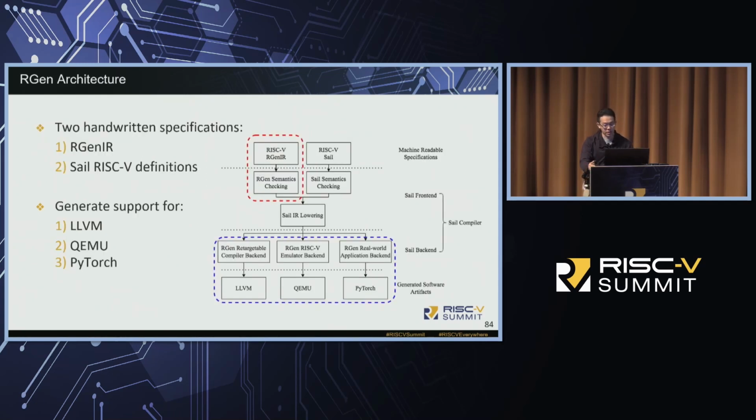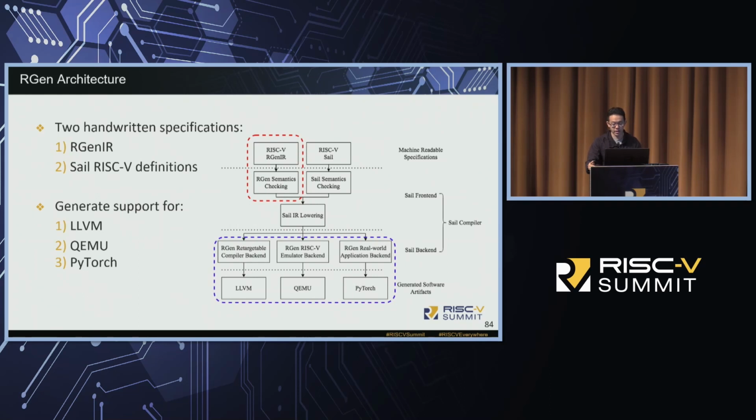So now I'll be talking about our solution to all these problems, RGen. RGen's workflow can be seen in this figure on the left side, and follows the Sail workflow where the handwritten specifications are sent to the Sail frontend for semantic checks and IR lowering, and then sent to the Sail backend for the generated artifacts.